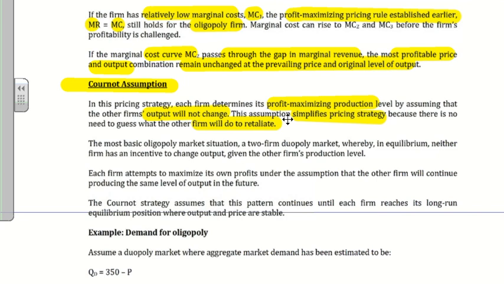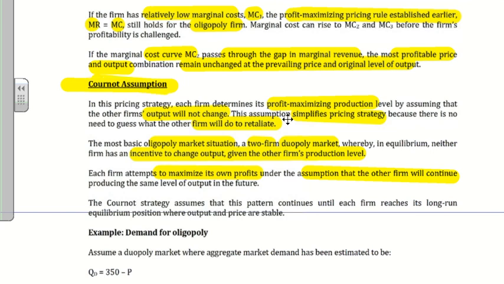The most basic oligopoly market situation is called a duopoly. Duo means two, a market in a state of equilibrium where neither firm has any incentive to change their output, given the other firm's production levels. Everybody's going to stay exactly the same. Each firm just wants to maximize their own profits under the assumption that the other firm will continue to do the same thing. That's our assumption over here.